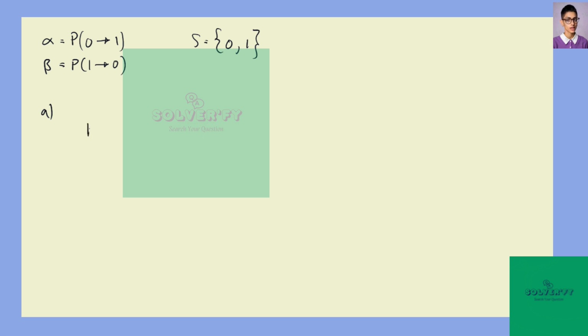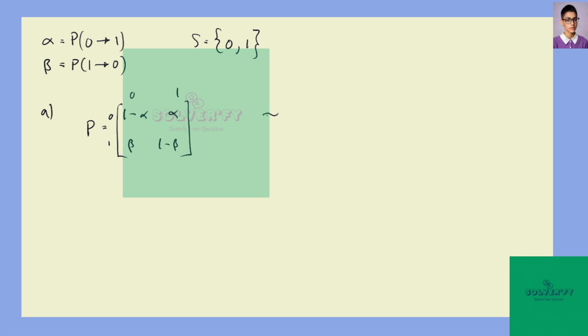We can first construct our one-step transition matrix for this Markov chain. So the one-step probability of transitioning from 0 to 1 is alpha, and from 1 to 0 is beta. And the rows must sum to 1, so we know that the one-step transition probability of going from 0 to 0 must be 1 minus alpha, and from 1 to 1 must be 1 minus beta.